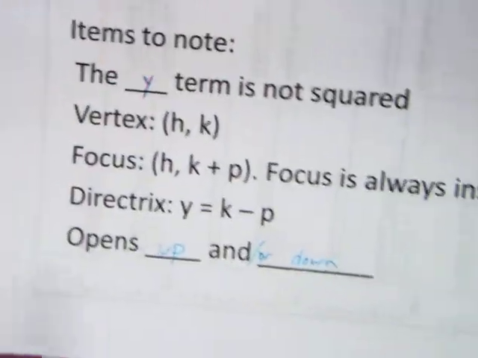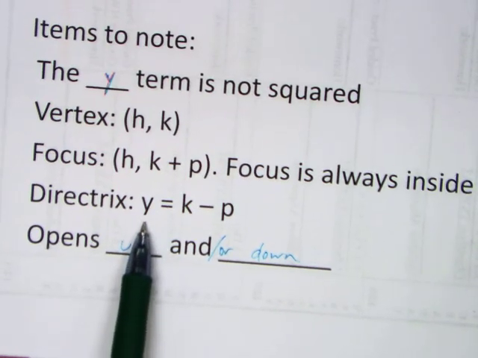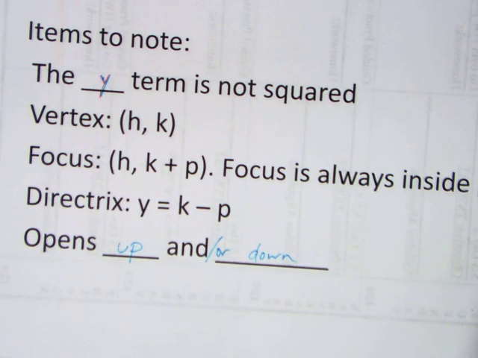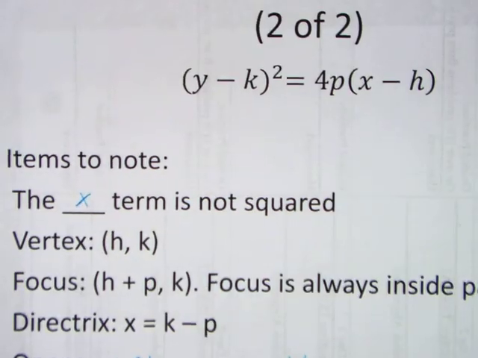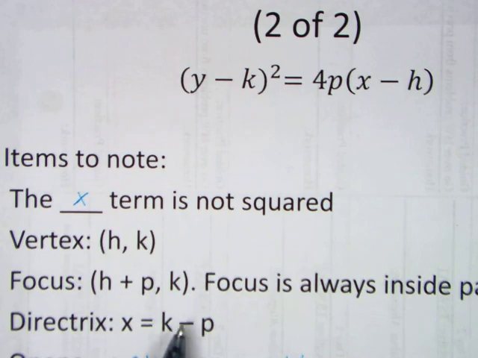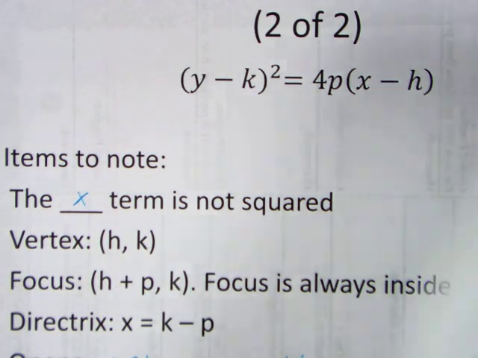Other clues, if you have to do these kinds of problems, is maybe it'll say the directrix is y equals something. If I know it's y equals something, then I know I'm using this equation up here. As opposed to this one, if it says x equals something, then I know I'm using that equation up there.